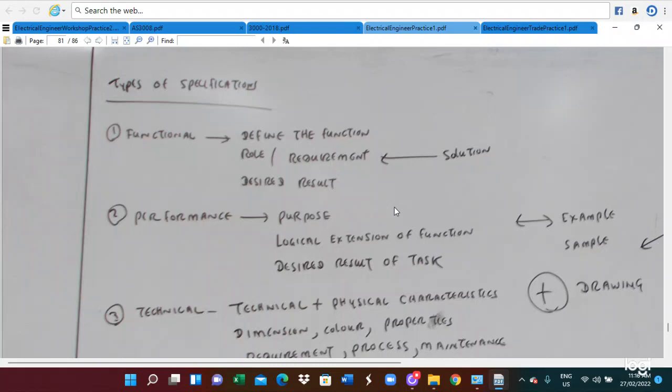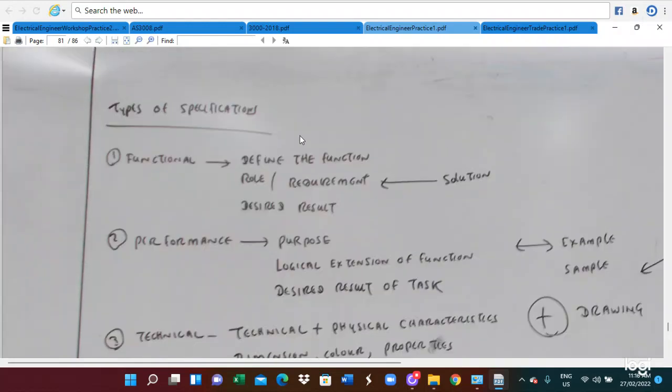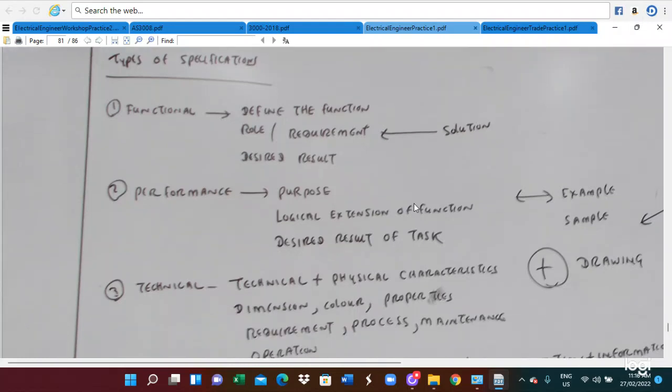There are types of electrical specification, 3 types. Functional specification defines the function, and also its role and the requirement, and the solution has to be developed. So this is the functional specification. Performance specification, the purpose, depends on the logical extension of the function and also the desired result of the task. So this is the performance.